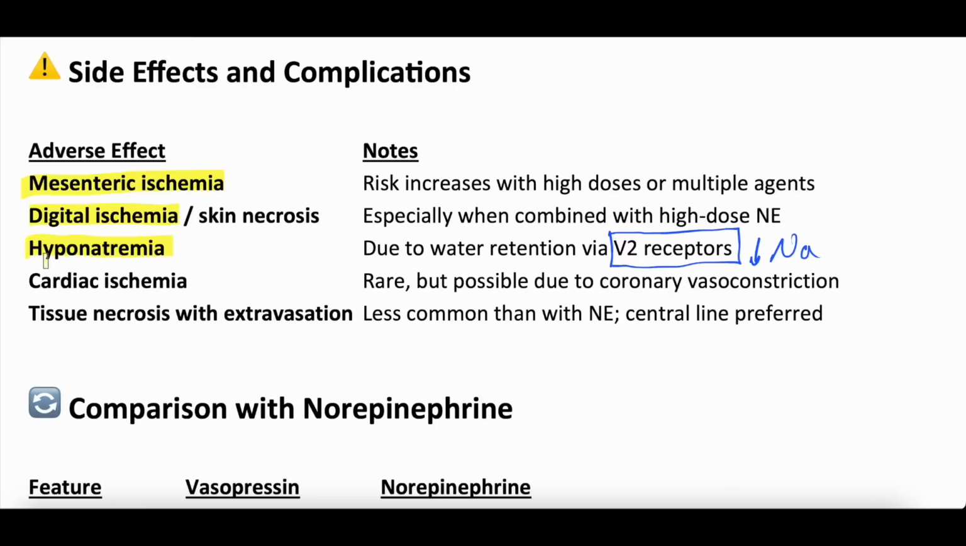Some patients, this is very rare, but it can cause coronary vasoconstriction. That can lead to cardiac ischemia, but that's not something we often think much about. And then if it extravasates, so if you use a peripheral IV and it gets out of that peripheral IV into the skin, it can cause tissue necrosis. Less common than norepinephrine, maybe, although we might even cross that one out as a maybe. And then a central line is preferred for vasopressin.